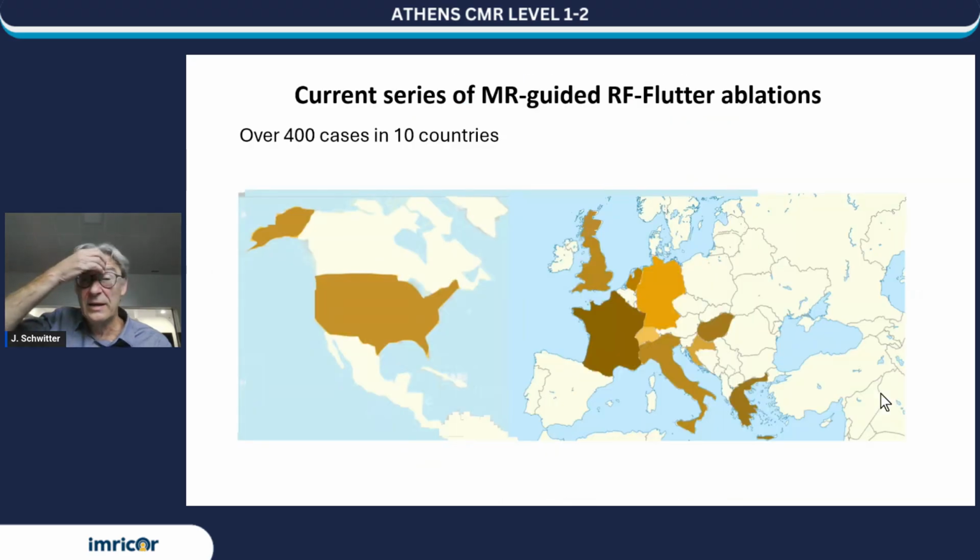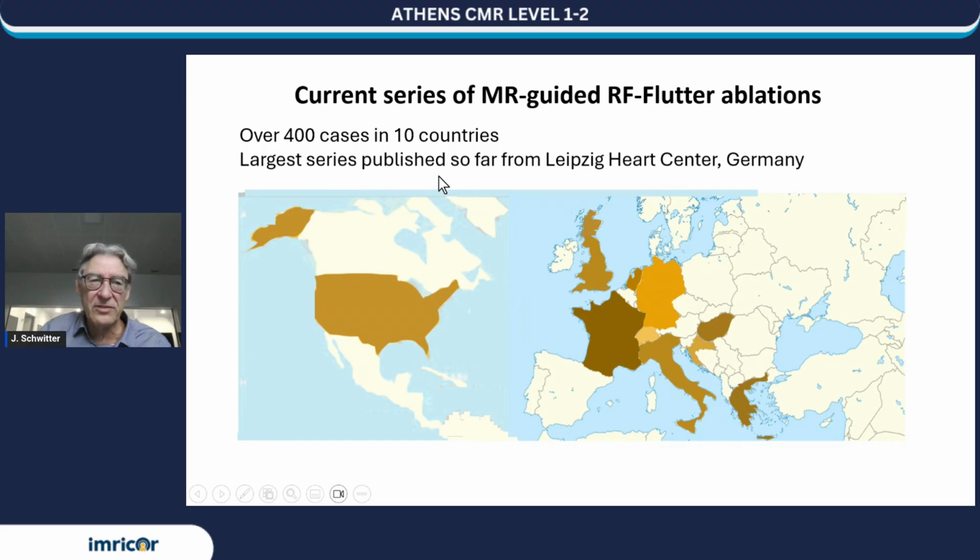And what I was informed by Steve Edan, the CEO of the Imricor company, they have a nice overview of what is done with flutter ablations worldwide. And you see that there are more than 400 cases done so far for flutter ablation in the MR environment. And this is done in more than 10 countries. These are the countries that actively do flutter ablation procedures in the MR environment. We just started here.